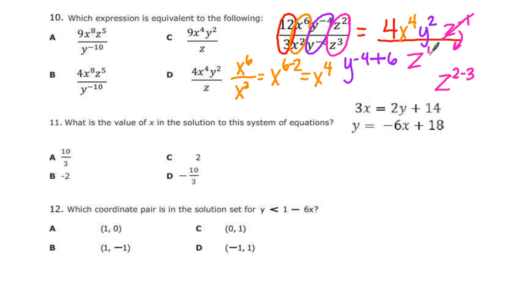So looking at my answer choices, we could have definitely eliminated A and C off the bat. B has a negative exponent too, which we don't ever have negative exponents. So D would have been your best answer there.